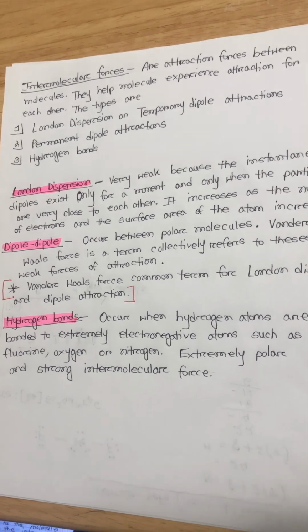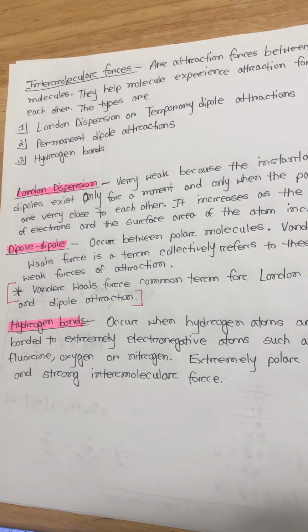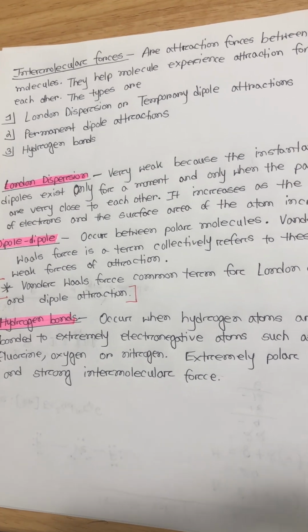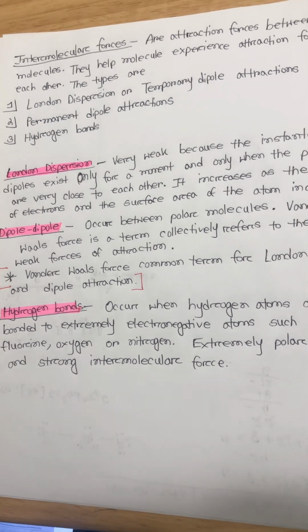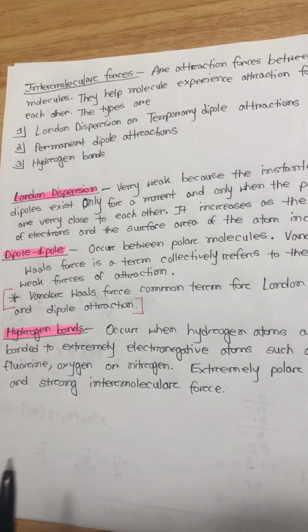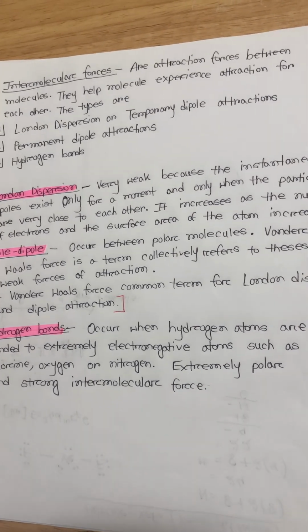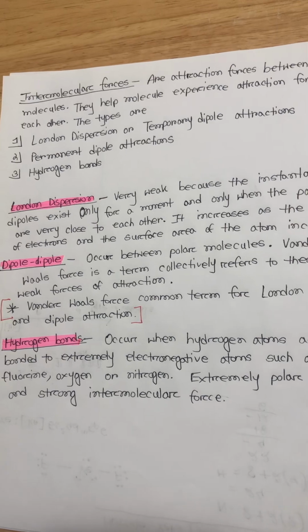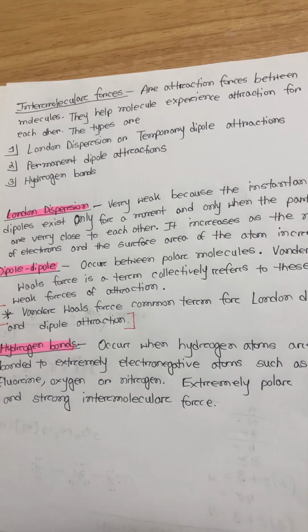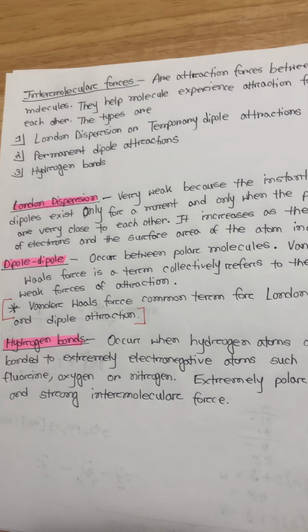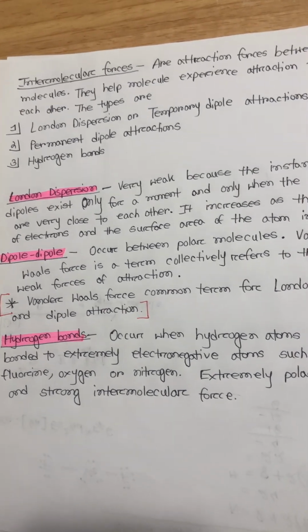Van der Waals force is a term that collectively refers to these weak forces of attraction. Van der Waals force is the common term for London dispersion and dipole attraction. A hydrogen bond is when hydrogen atoms are bonded to extremely electronegative atoms, such as fluorine, oxygen, or nitrogen. It is an extremely polar and strong intermolecular force.